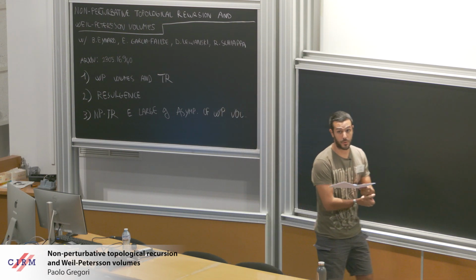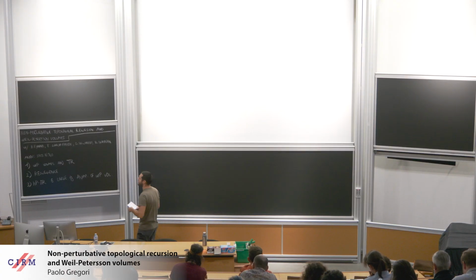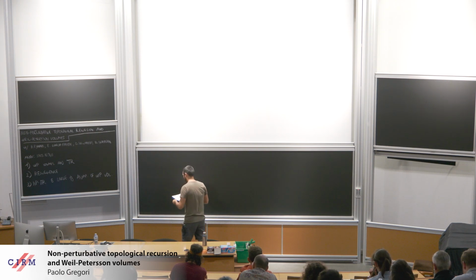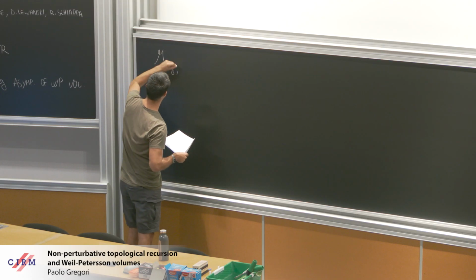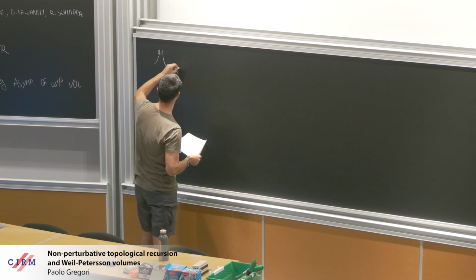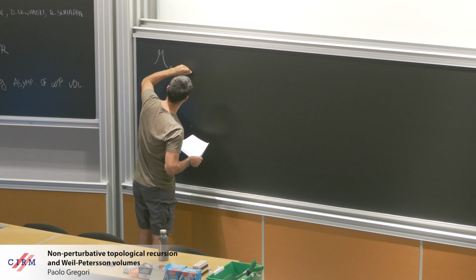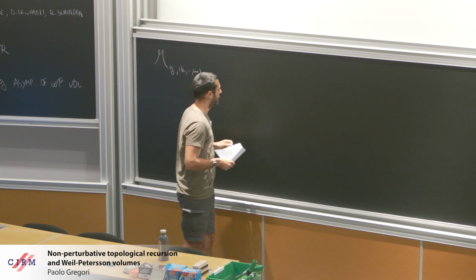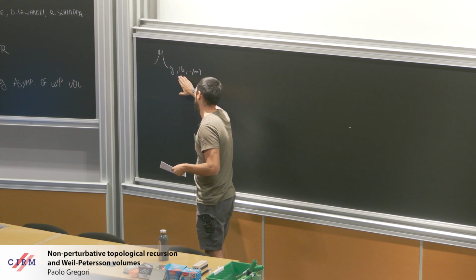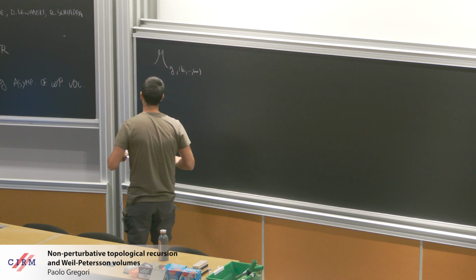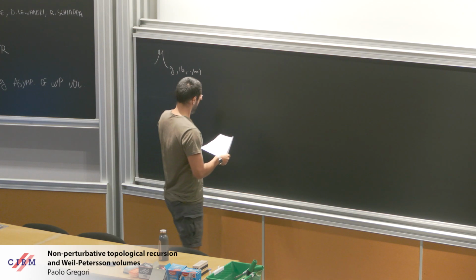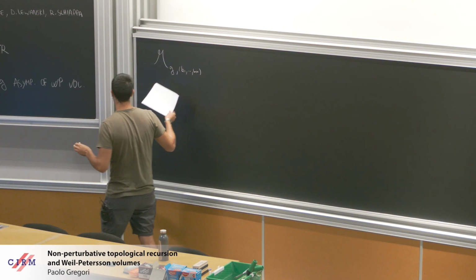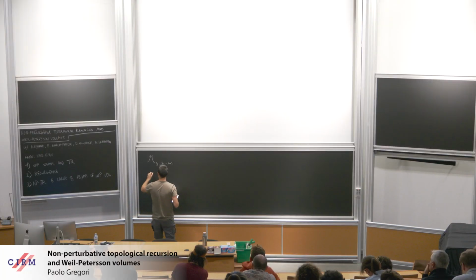OK, so let me start by introducing Weil-Petersson volumes. You've seen them already quite a few times. I will be very quick with this. The idea is to introduce the moduli space of genus g hyperbolic Riemann surfaces with n geodesic boundaries of lengths b1, ..., bn. And so b1, ..., bn, these are positive real numbers. They are the lengths of the geodesic boundaries. And g is a positive integer, which is the genus. And on this moduli space, we can introduce quite naturally a symplectic form, which I will call omega Weil-Petersson.